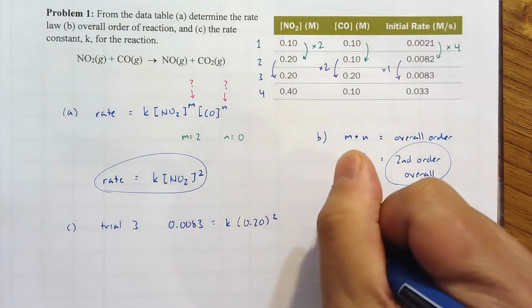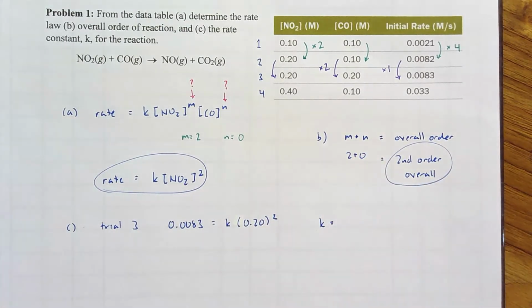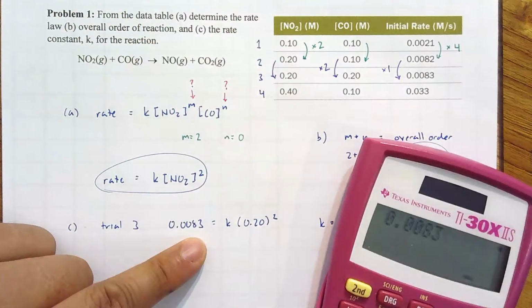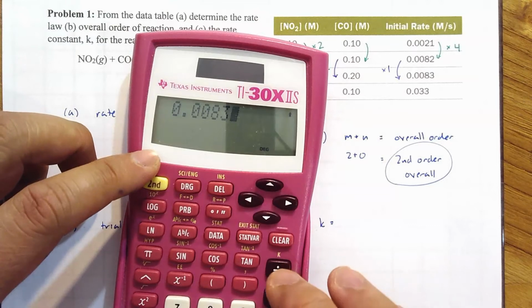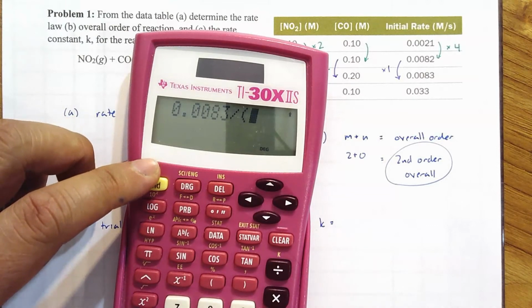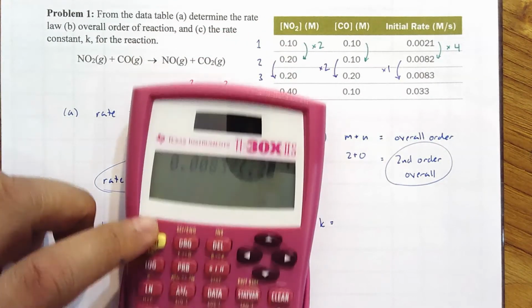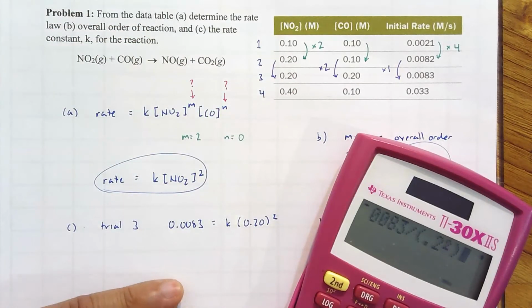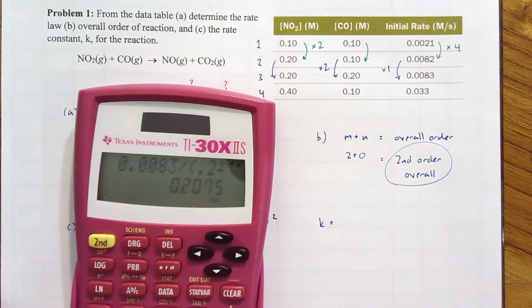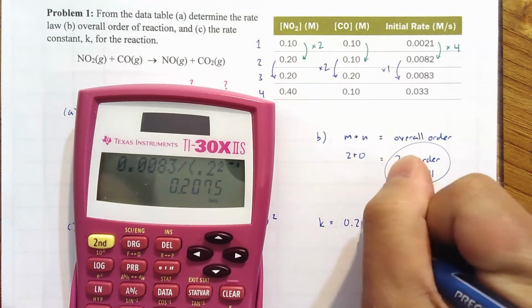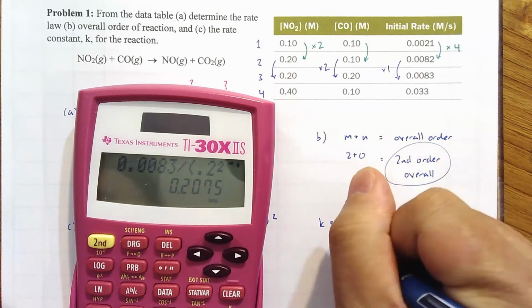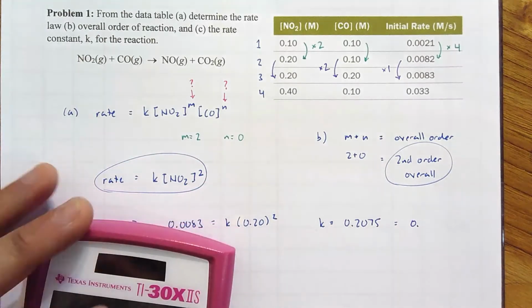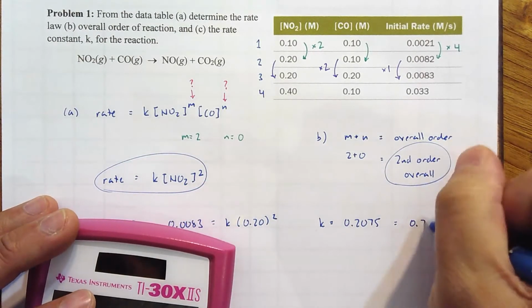K equals, I'll write it off to the side, 0.0083 divided by 0.2 squared. Double check my math. K equals 0.2075, or we could round to 2 digits, 0.21.